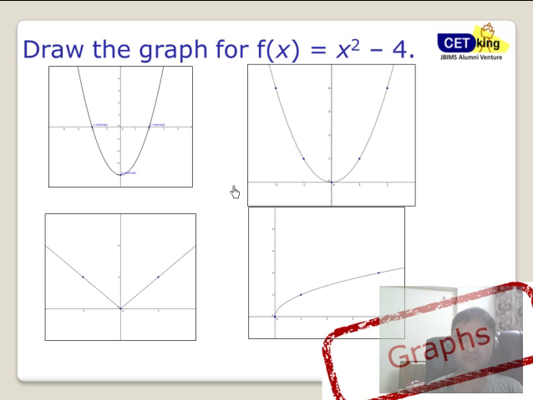I'm taking CAT for last 5 years. So every year I see one question based on graphs. Which of the following will be the graph for this? This is a fairly simple question as compared to what was in the exam. So x square minus 4.